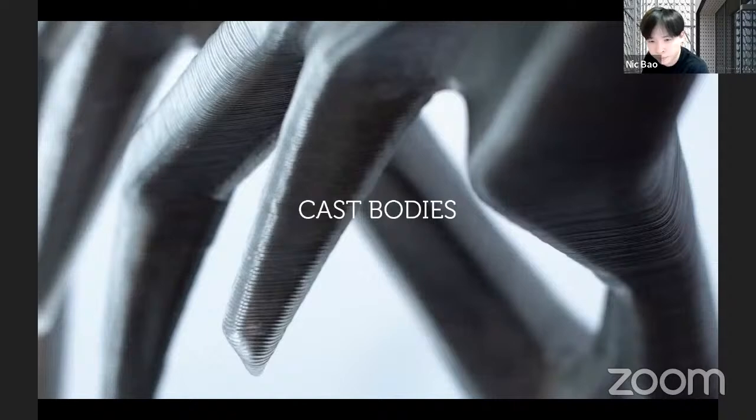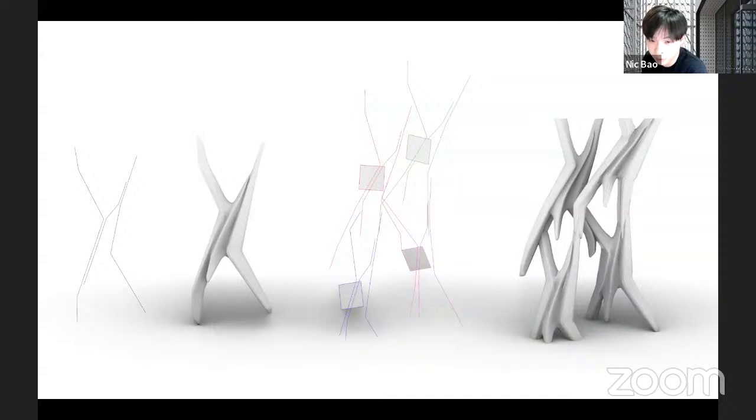This project is called Cast Bodies, also a very similar process, using robots to print the mold and the envelope of the project, using agent bodies with an intelligent, optimized structure algorithm to identify the form finding of the whole project.